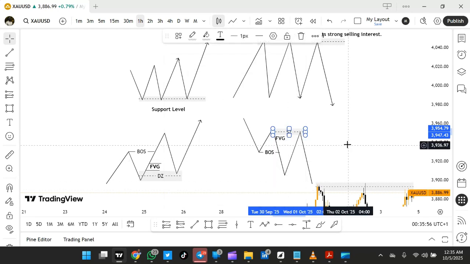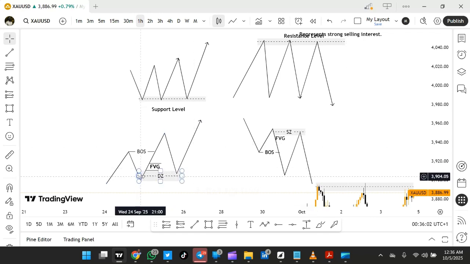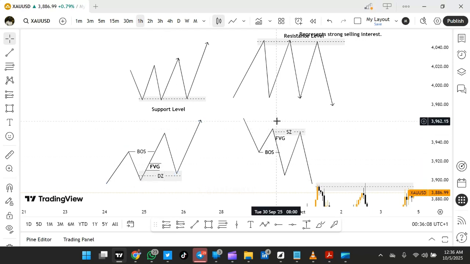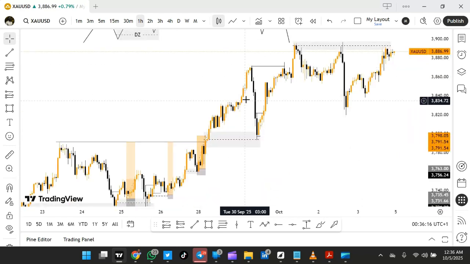Now let me use a simple term. A demand zone is the last block, the last candlestick before a strong push to the upside. And a supply zone is the last candlestick before a strong push to the downside. Now, have that at the back of your mind. Now, let's go to a live chart.